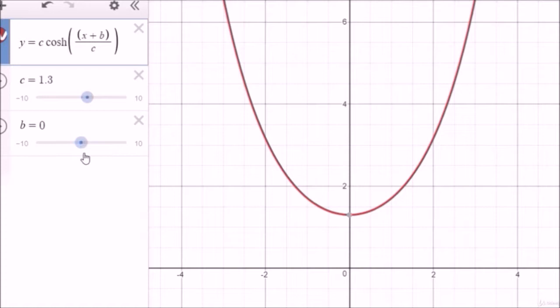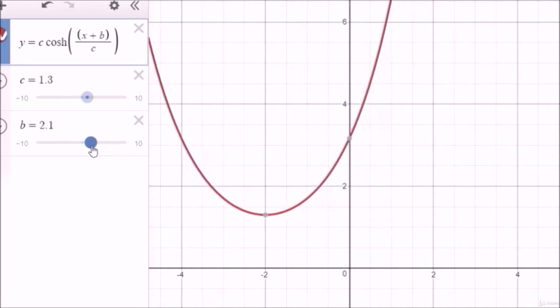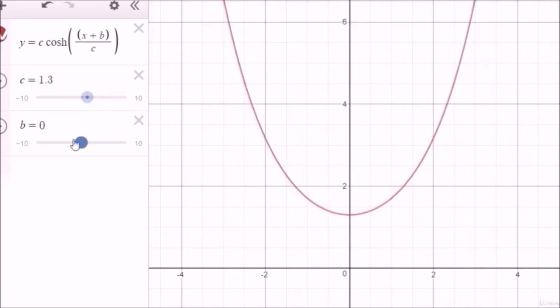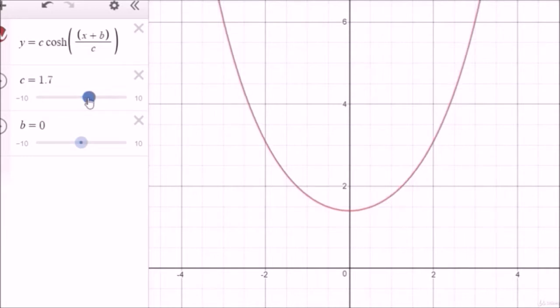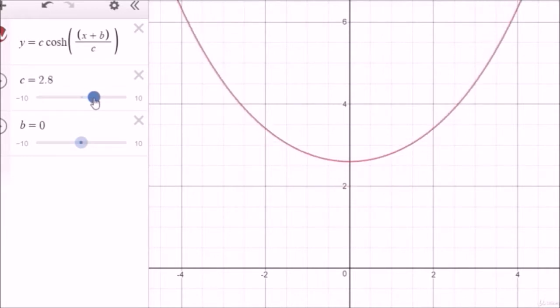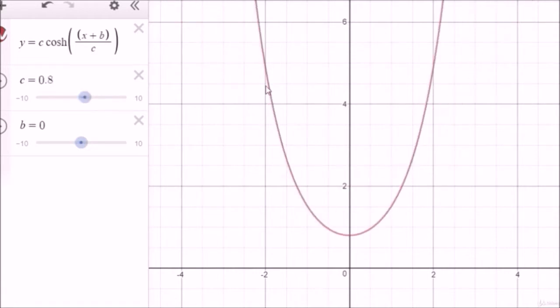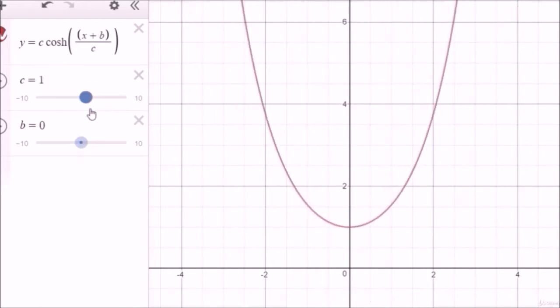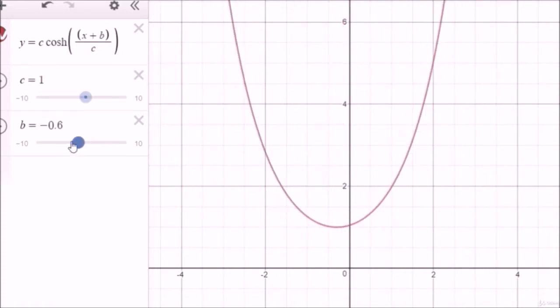Just to show you what these values mean: the variable b just shifts the equation left and right. If I set it back to 0 again, we can see that the value c is the height up off the x-axis. For the moment that's 1.3. When we adjust c, you'll see it rising up. But not only does it rise up, it also stretches and compresses the curve. You can see that happening. So that is the equation of a catenary.